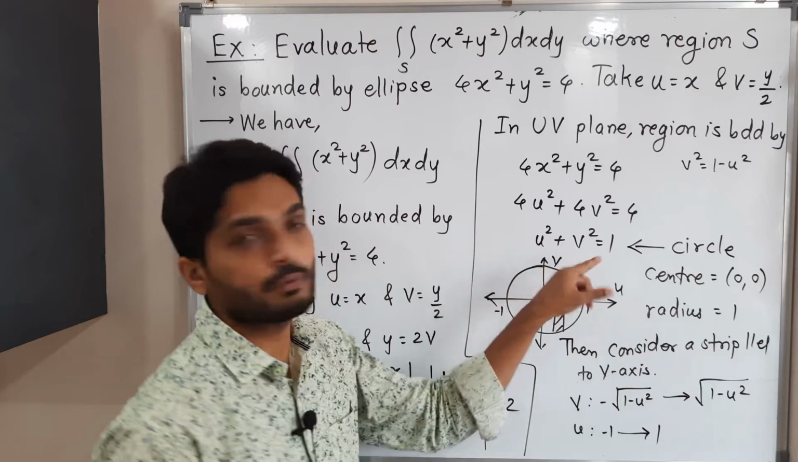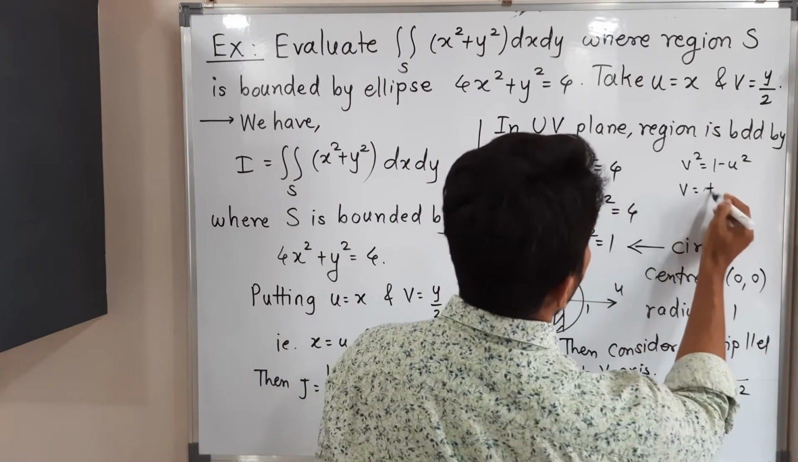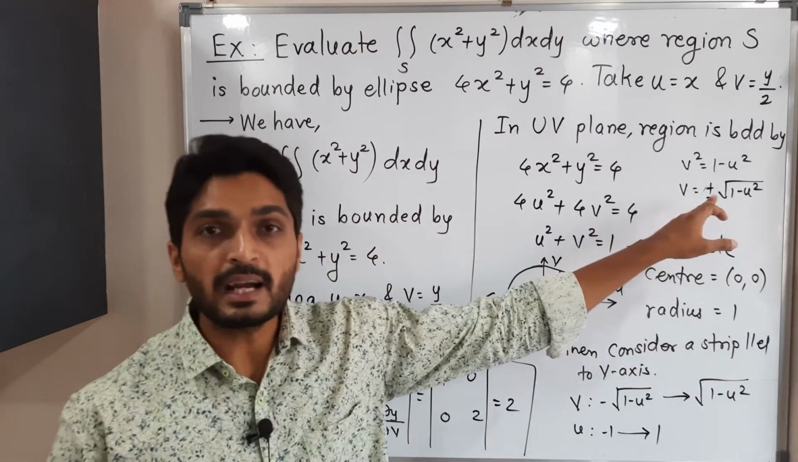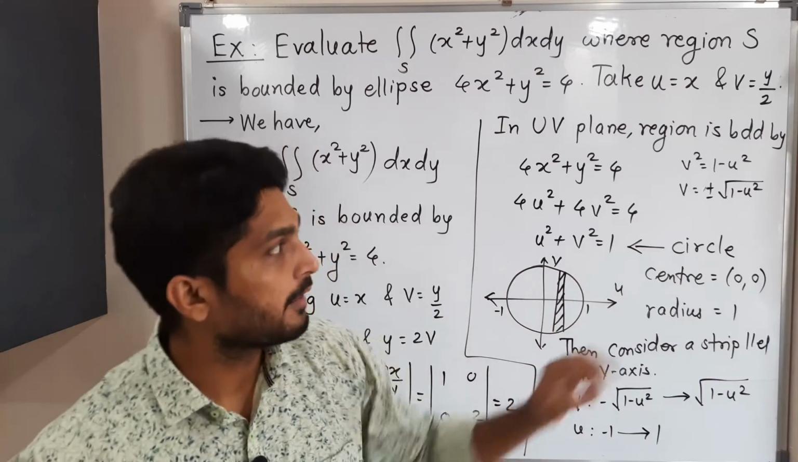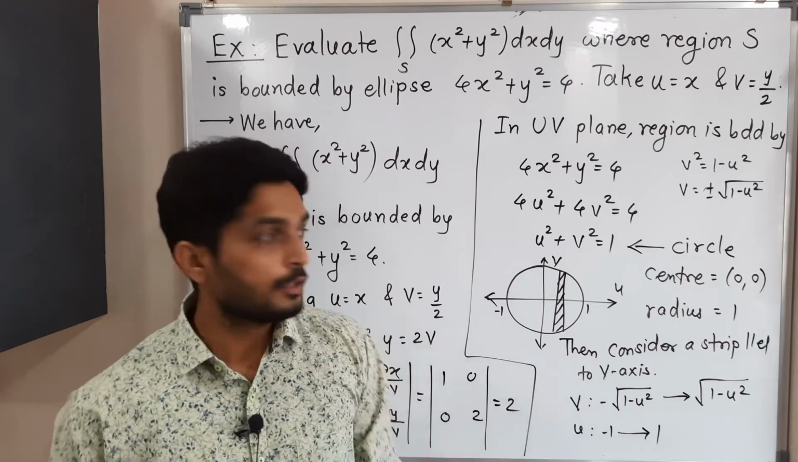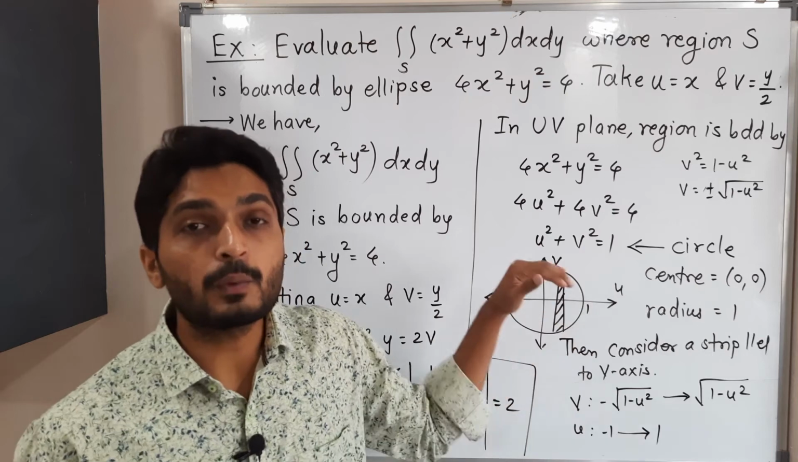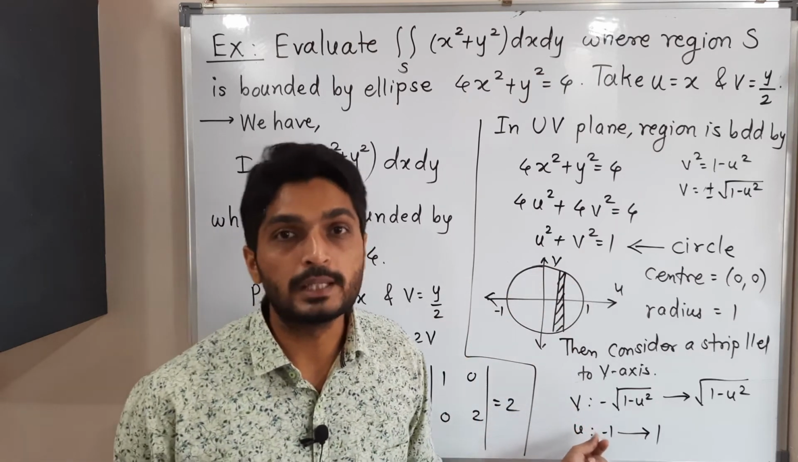If you shift u square to that side, so v is equal to plus minus root of 1 minus u square. When you consider the minus sign, it indicates the lower half of a circle, and when you consider the plus sign, it indicates the upper half of a circle. So the strip is bounded below by the lower half of a circle, and bounded above by the upper half of a circle. That's why we could write the limits of v in this way.